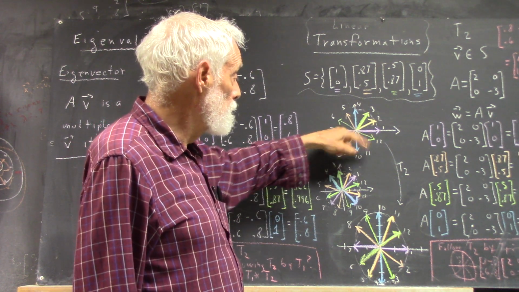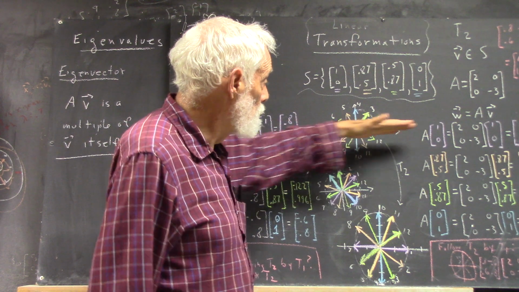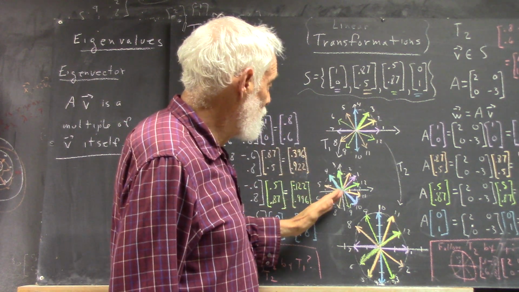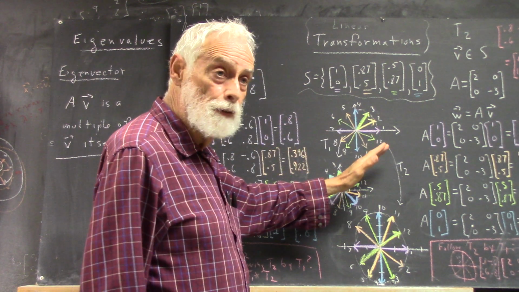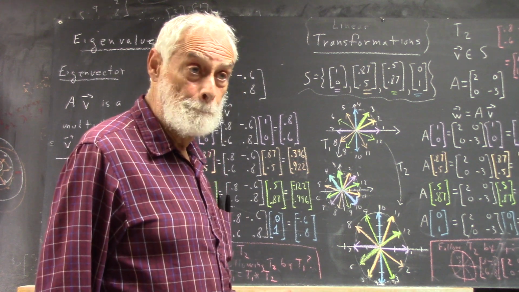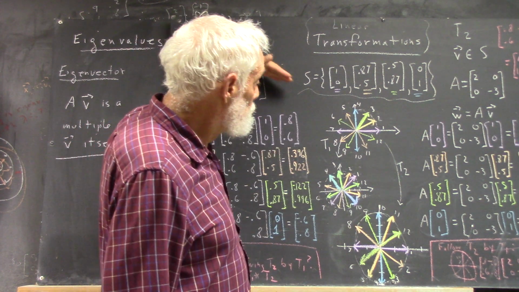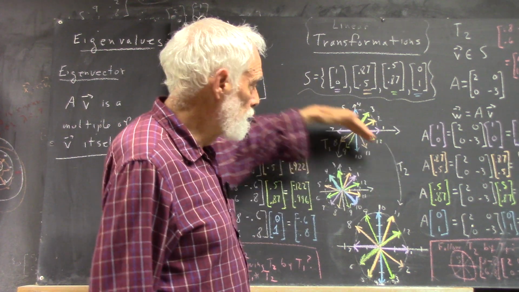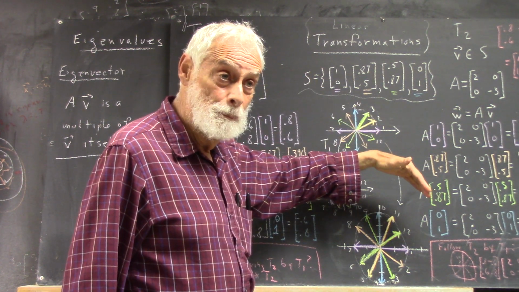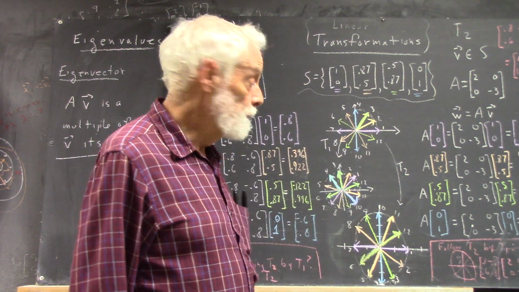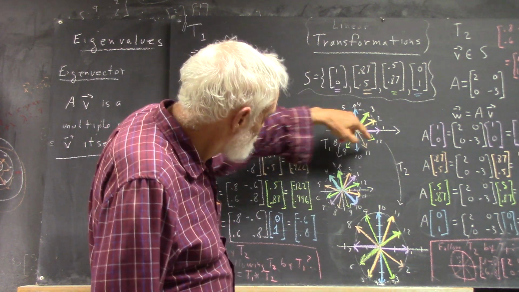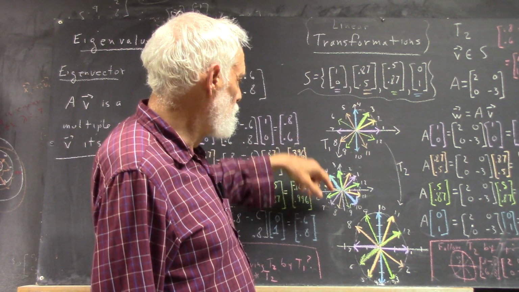Where does vector 1 go? It goes here. Well, vector 1's along this line, and the transformed vector's along this line. It's not along the same line, right? Take another one, vector 6. Vector 6 is along this line. Vector 12 and 6 are along the same line. They're just equal and opposite.